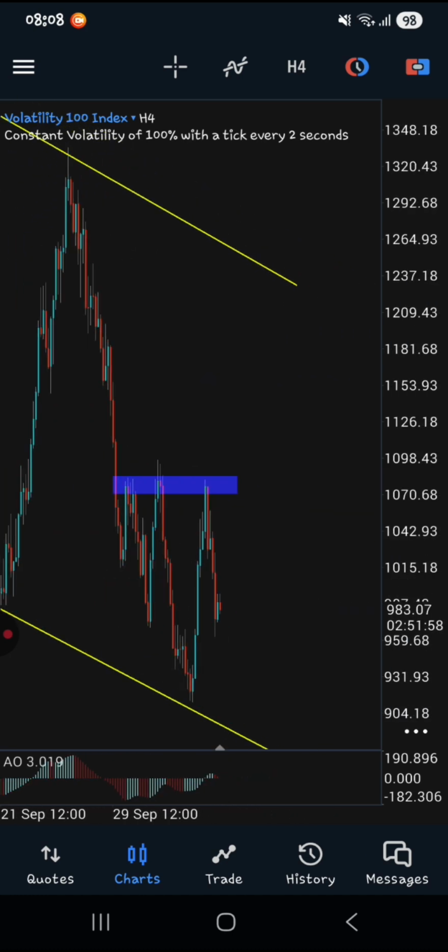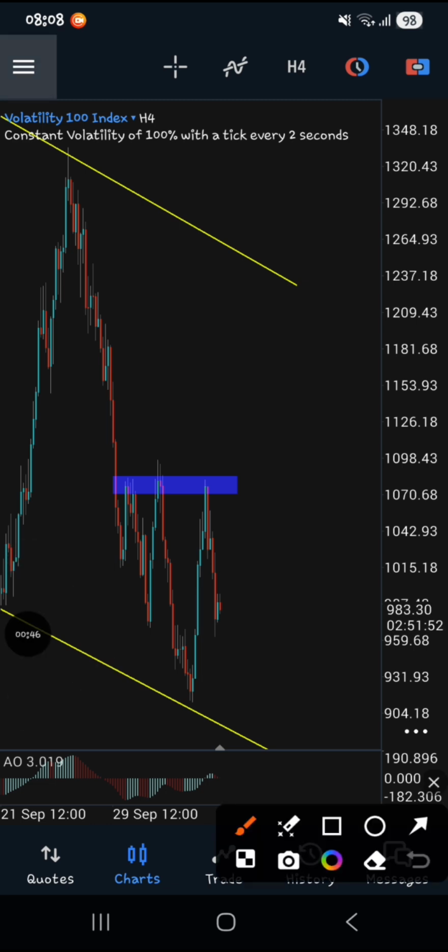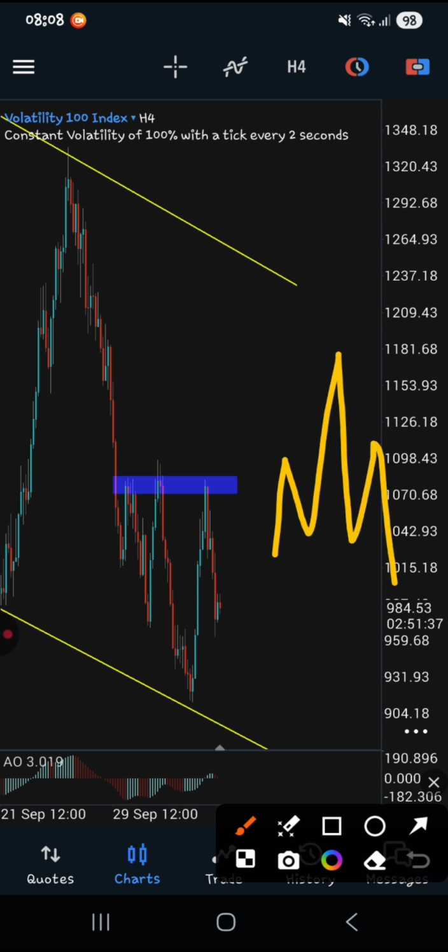Now remember, when you're looking for a sell QM pattern, we want to see something like this. We want to see a break of structure. So we want to see a break of structure here. We want to see a change of character. Then that's when we enter the market.